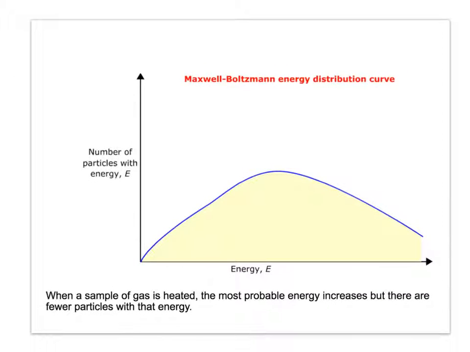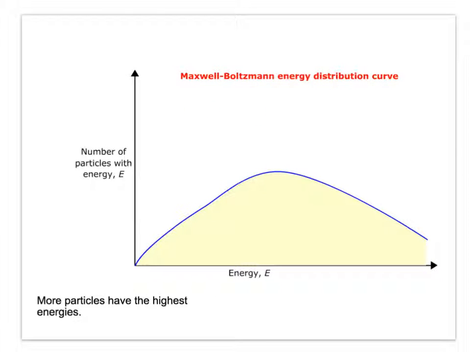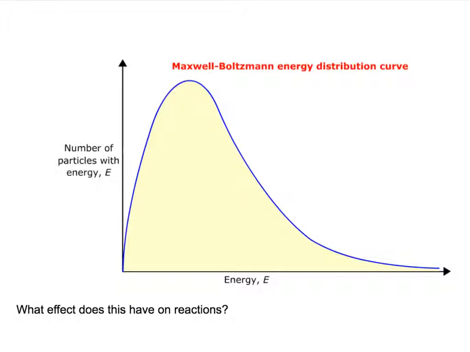So when you heat up a sample of gas, the shape of the Maxwell distribution curve changes. First off, the most probable energy has shifted to the right. We can see at this higher temperature that more particles have the higher energies.